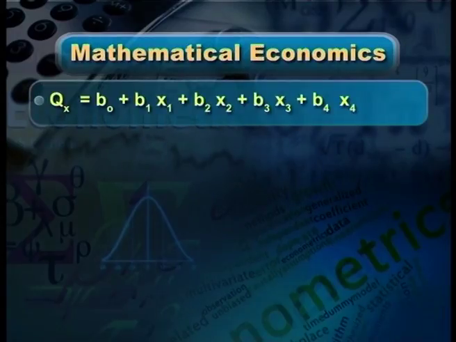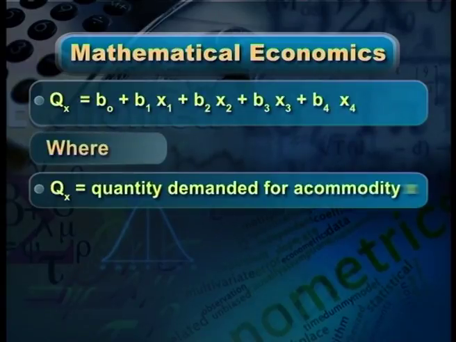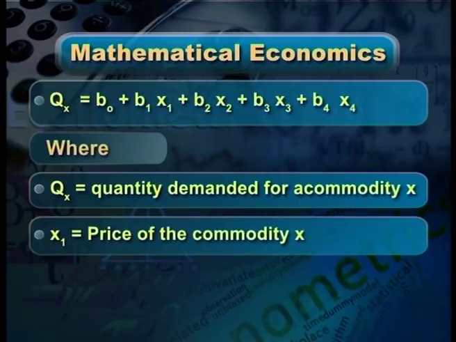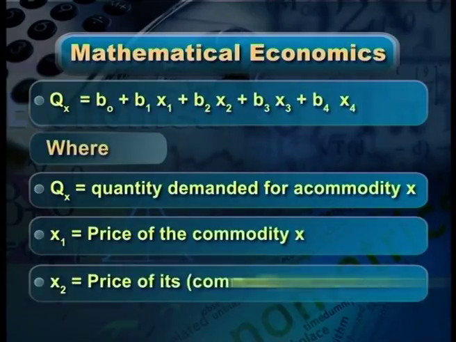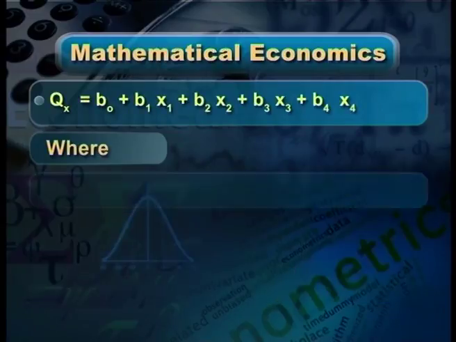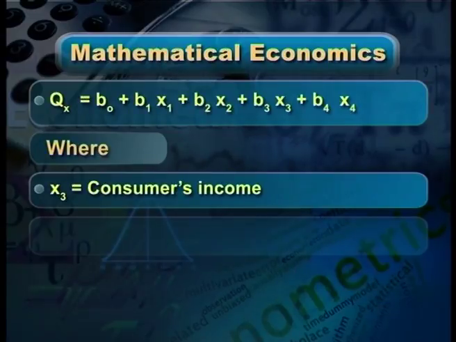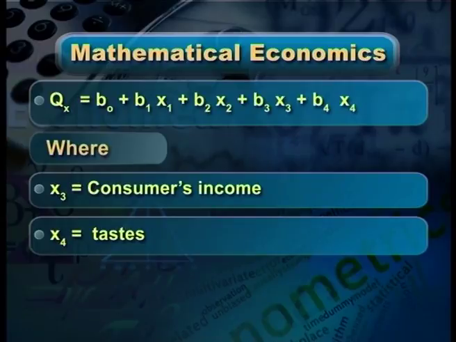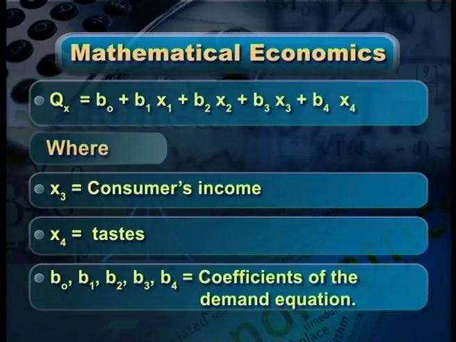So, in this equation, Qx is equal to B0 plus B1 x1 plus B2 x2 plus B3 x3 plus B4 x4, where Qx is quantity demanded for a commodity x, x1 is the price of the commodity x, x2 is the price of its substitutes, x3 is consumers' income, and x4 is tastes. B0, B1, B2, B3, B4 are the coefficients of the demand equation.